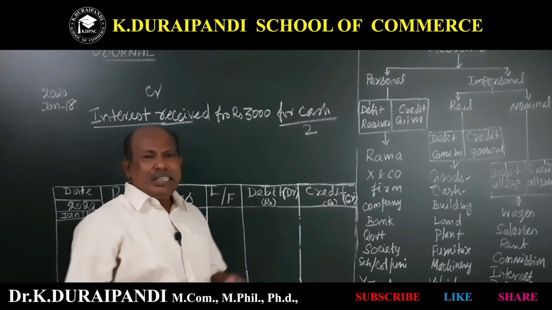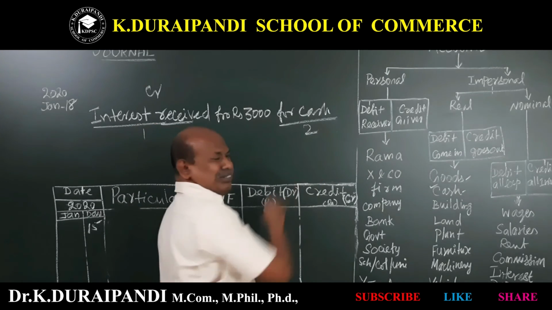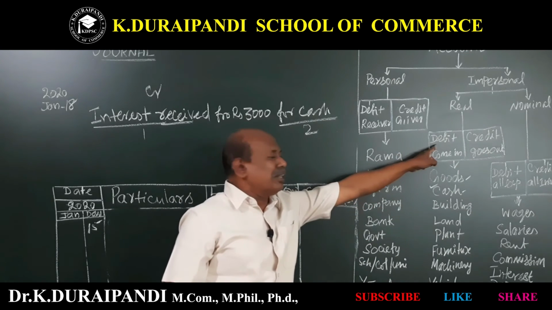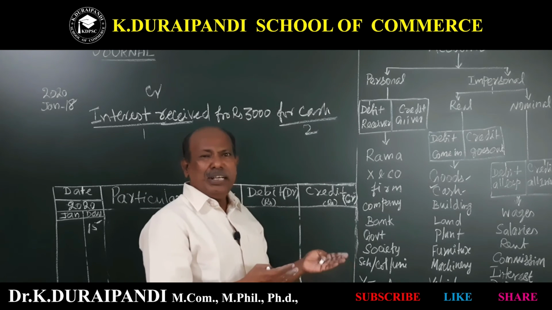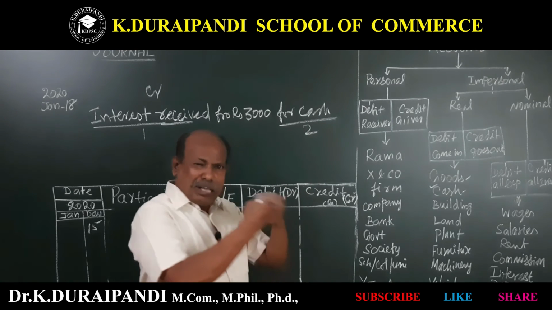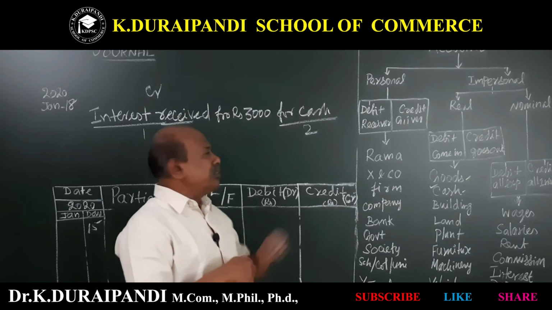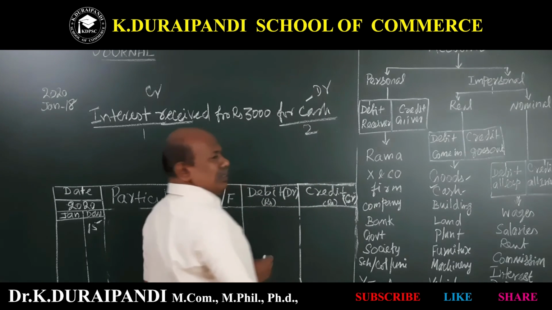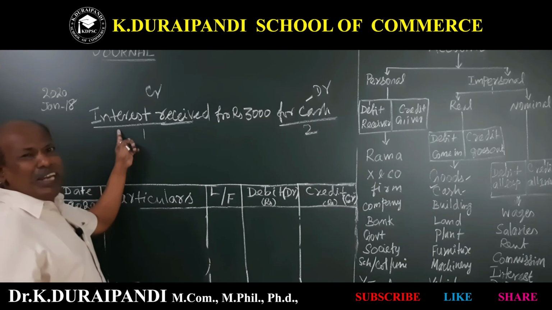Then we received the interest in the form of cash. So cash comes under the real account. What is the rule of the real account? Debit what comes in, credit what goes out. Here interest is received in the form of cash. Cash comes into the business as interest, so debit what comes in. The cash account should be debited. Now it is clear: one account should be debited, another credited.